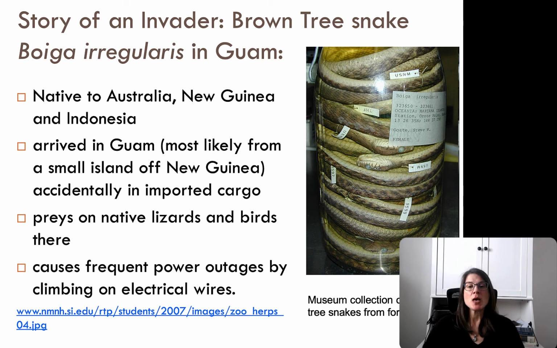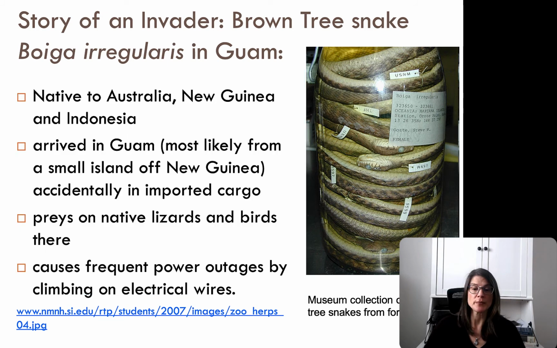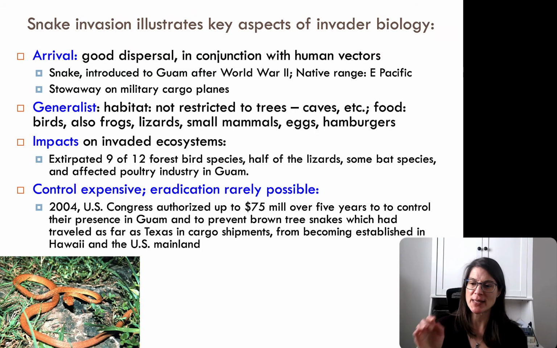Lots of fun. And here's the story of another invader. This is the brown tree snake, Boiga irregularis, and it is in the island of Guam in the South Pacific. Native to Australia and New Guinea, it probably arrived in Guam from an island off New Guinea, imported in cargo. So it was accidental or unintentional. Preys on native lizards and birds, and it causes power outages by climbing onto electrical wires. Here's a whole bunch of specimens for study.